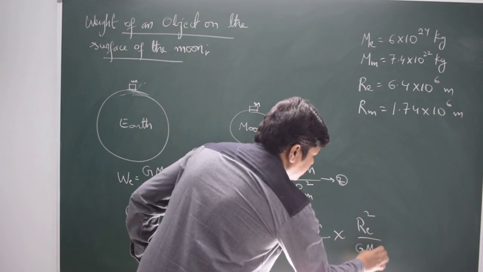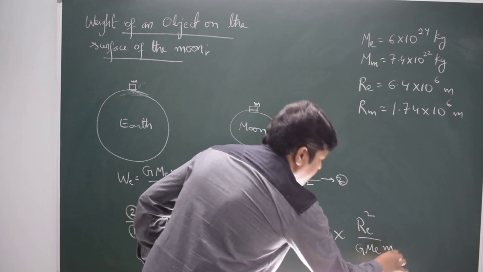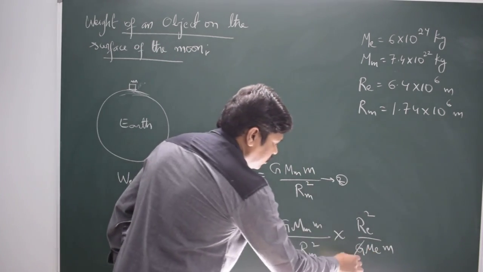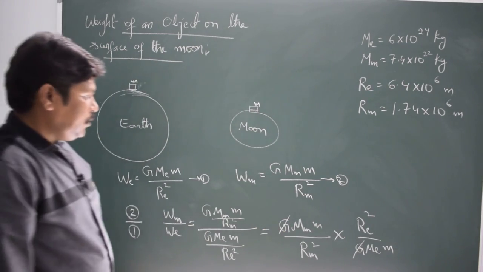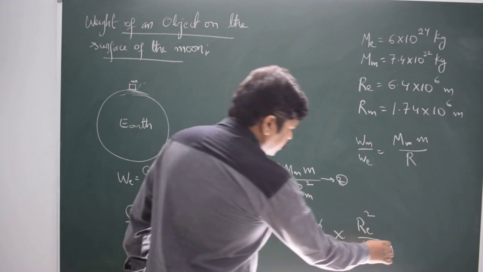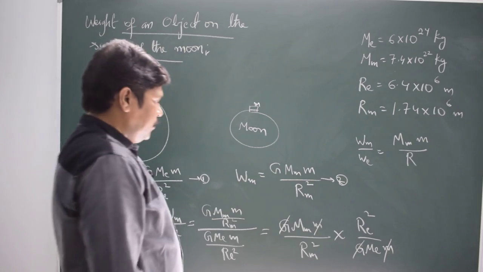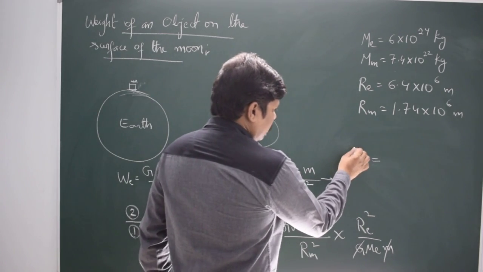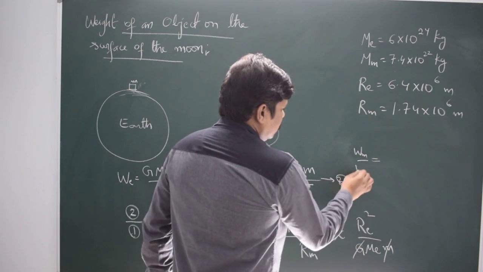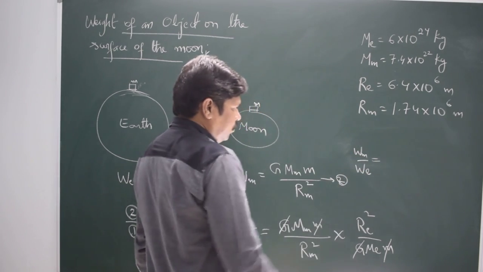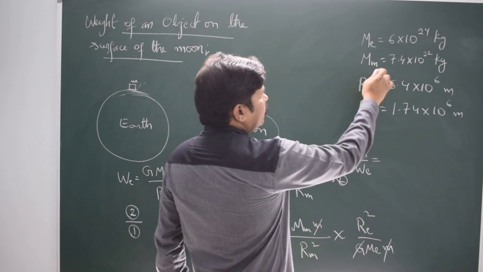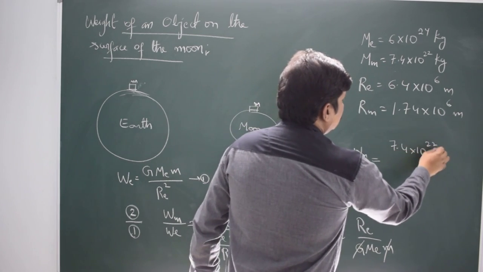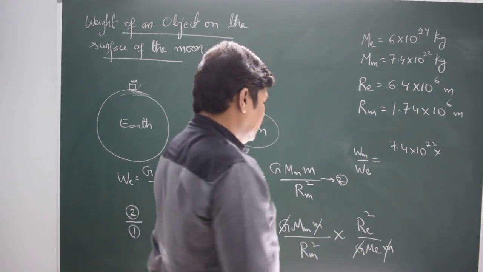G, mass of the earth into mass of the object. The universal gravitational constant cancels on both sides, and the mass of the object gets cancelled. So I get an equation like this: weight of the object on the moon by weight of the object on the earth is equal to the mass of the moon, here 7.4 into 10 power 22, into the radius of the earth square.